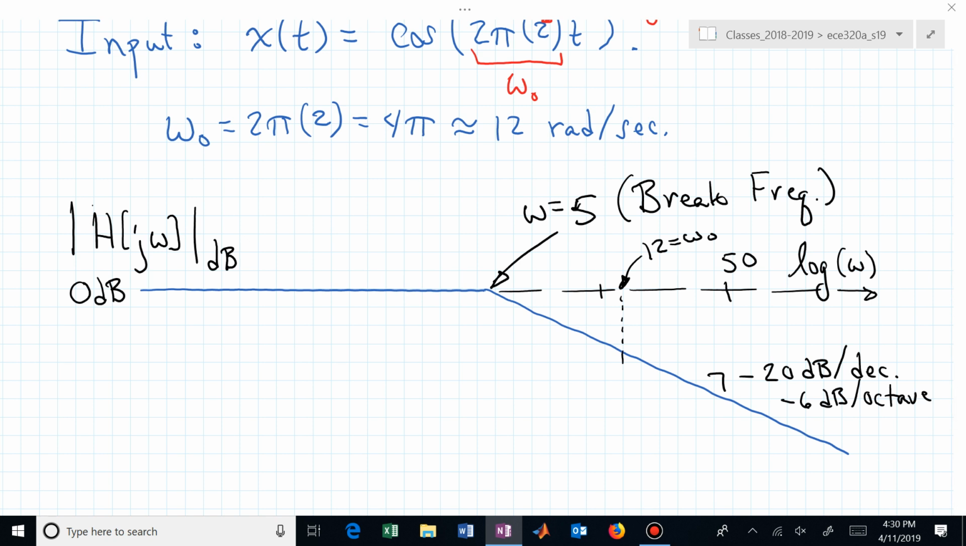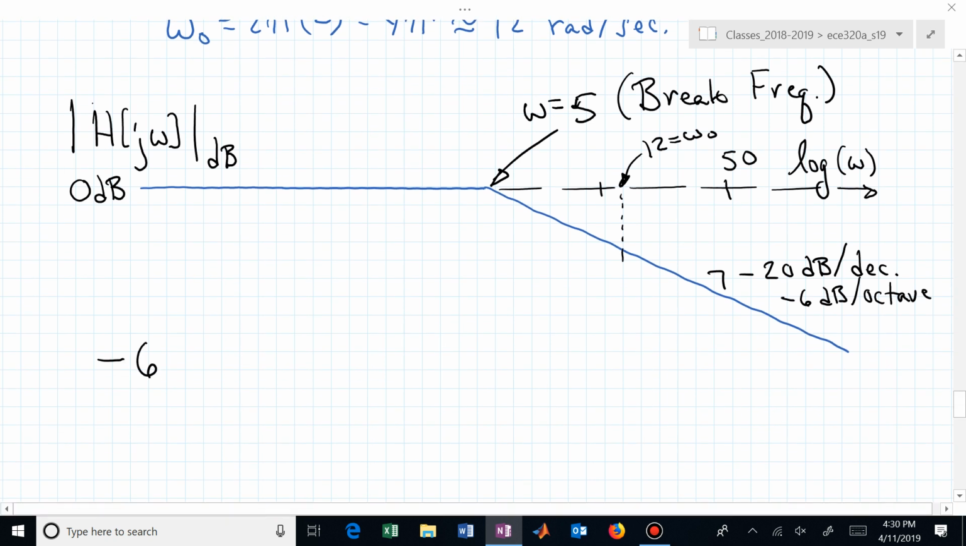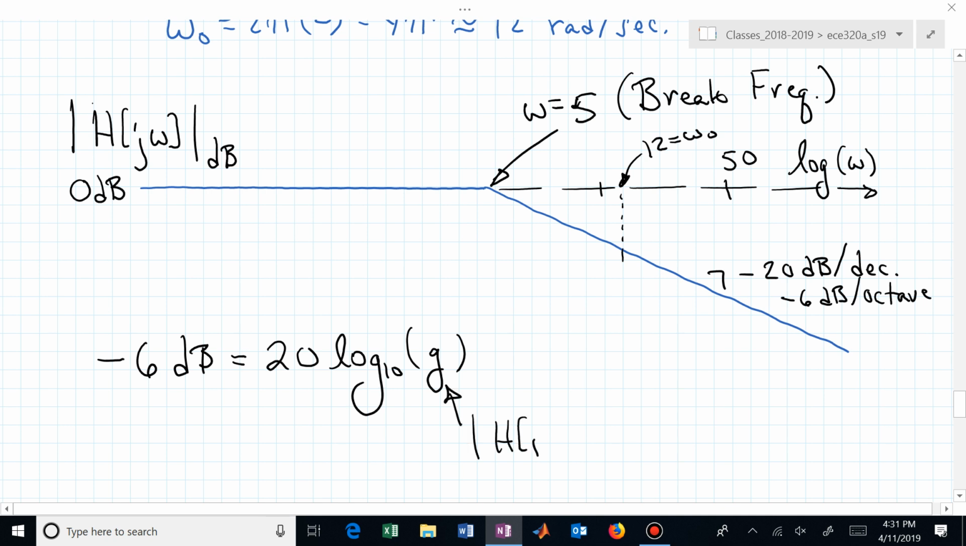It would be an octave over, so we should be at 6 dB down at 10. So if we wanted to say, well, what is 6 dB in actual amount, we would say, oh, minus 6 dB is equal to, let's say, 20 log base 10 of some gain value, G. And this was now going to be the magnitude of H at j omega naught.